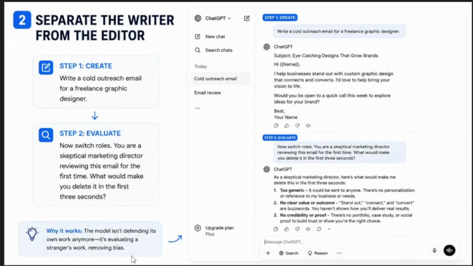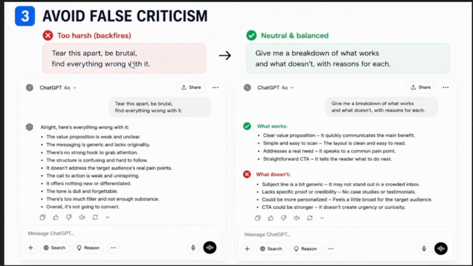The second fix is what I call separating the writer from the editor. When you ask ChatGPT to create something and criticize it in the same breath, it struggles to do both well because generating and judging pull in opposite directions. Instead, split it into 2 moves. First message, write a cold outreach email for a freelance graphic designer. Second message, in a fresh reply, now switch roles. You are a skeptical marketing director reviewing this email for the first time. What would make you delete it in the first 3 seconds?